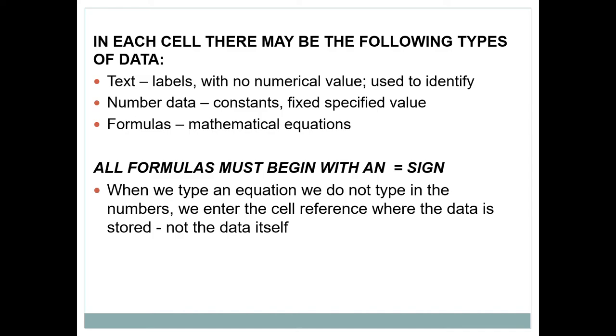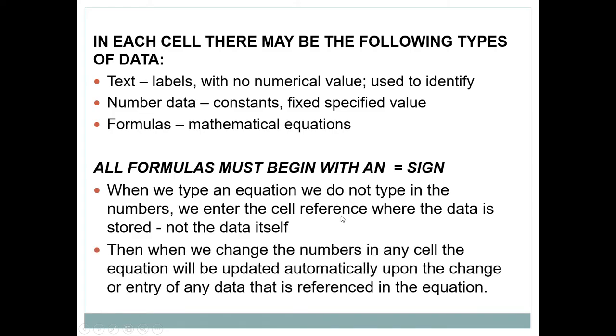Okay, so remember, as I just mentioned, we're not dealing with the number inside the cell. We're referring to the cell reference. Okay, things like A1, B2, C3, things like that. And I'll explain this in a little more detail in just a second. So when we change the numbers in any cell, the equation will be updated automatically upon the change or entry of any data that is referenced in the equation. So what does this all mean?